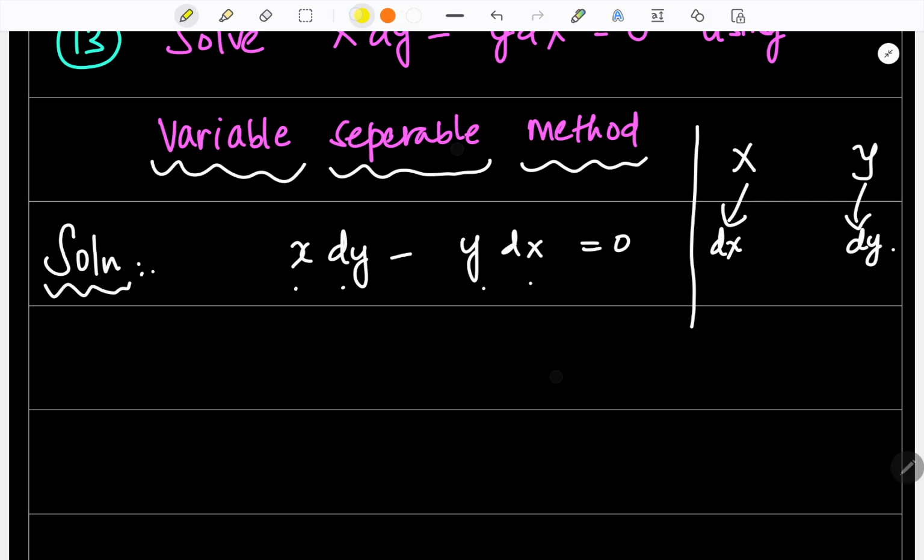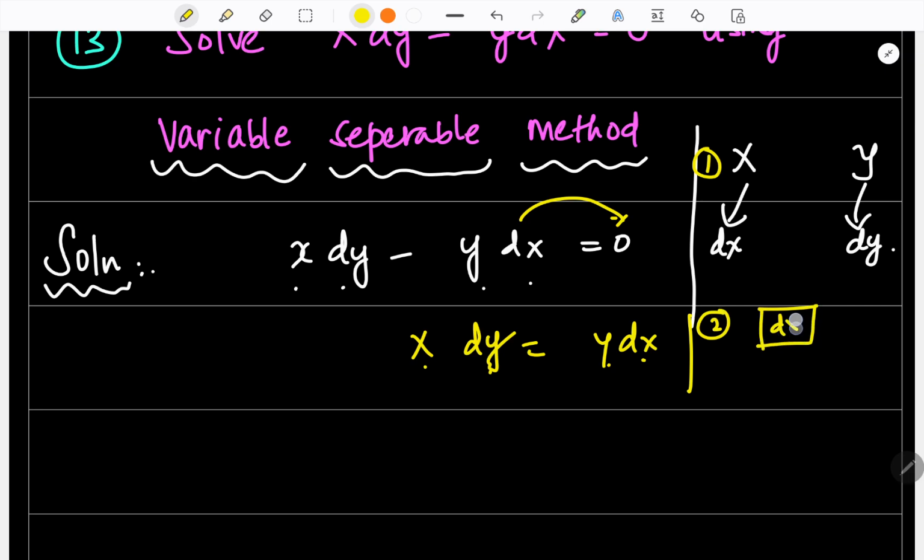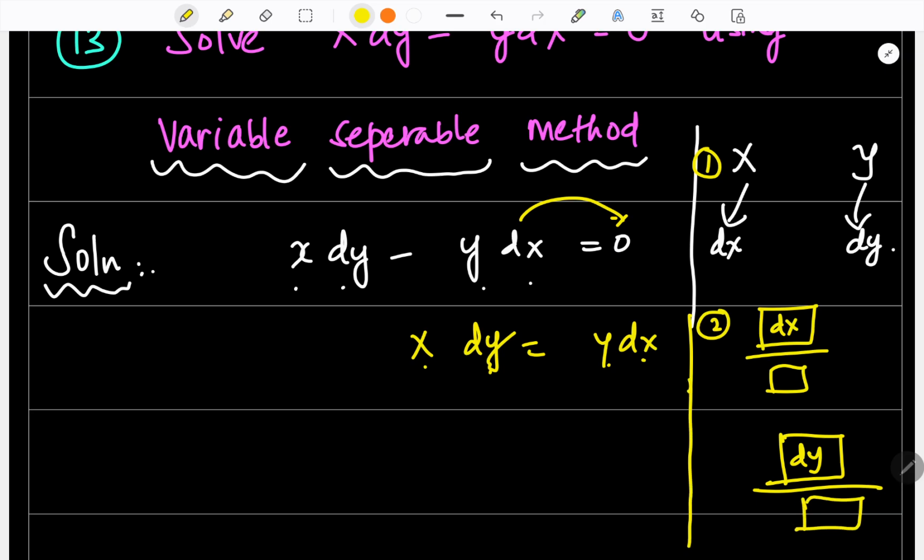Okay, so what we need to do, I'm going to write first x dy is equal to y dx. This I'll bring to this side. So x dy is equal to what? y dx. Now x should come with dx and y should come with dy. While you are moving, what did I say? The second point: dx and dy should be in the numerator. Keep in your mind, it should not go to the denominator.